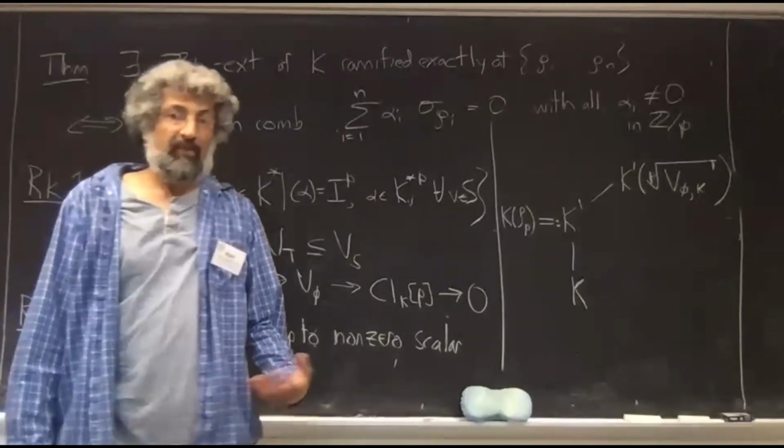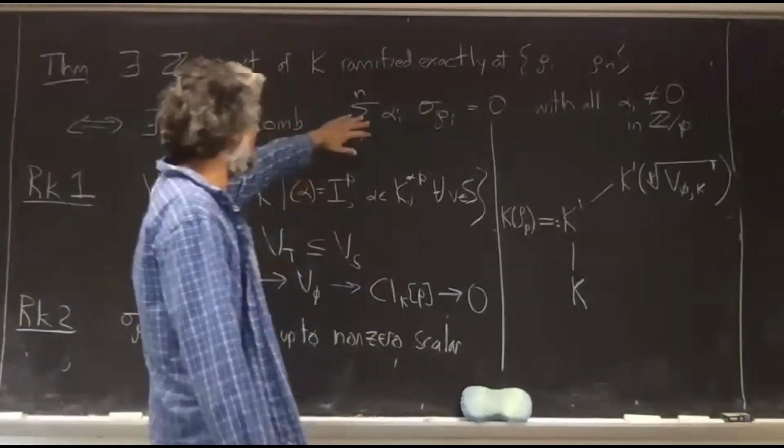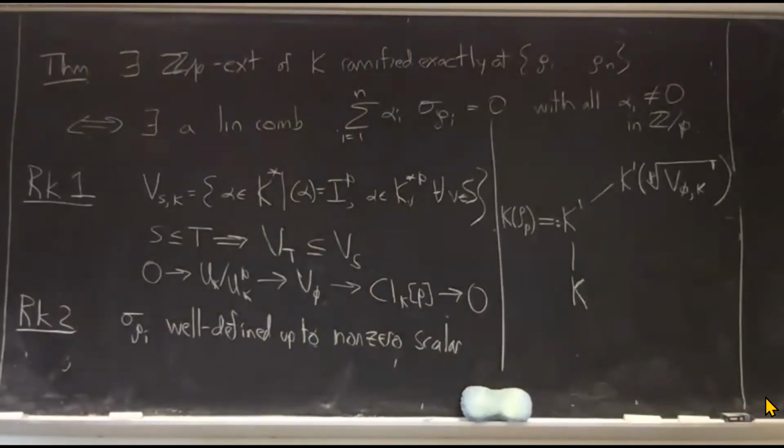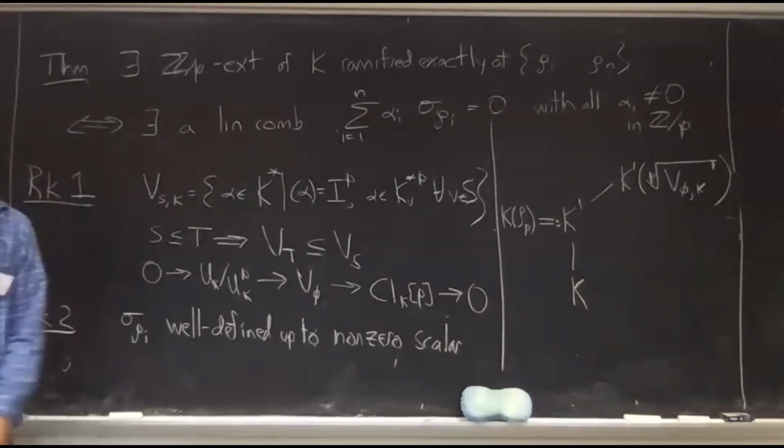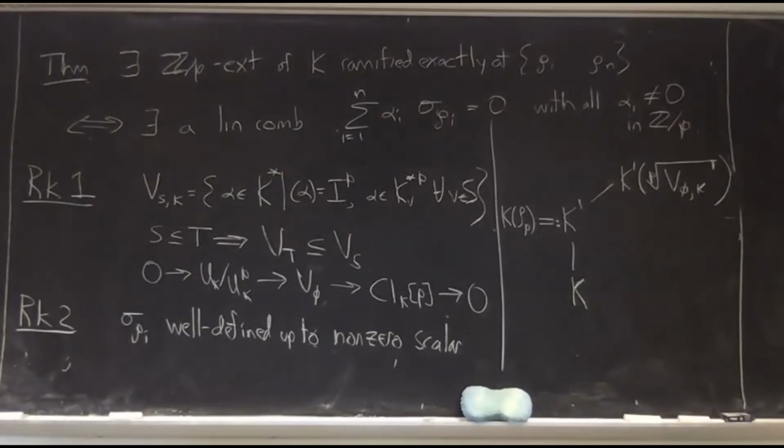So anyways, it's not hard to find sets where this happens, where the Frobenii add up to zero. It's not hard to find sets where it doesn't happen. But this is the statement of the theorem. And like I said, it's kind of a nice thing.